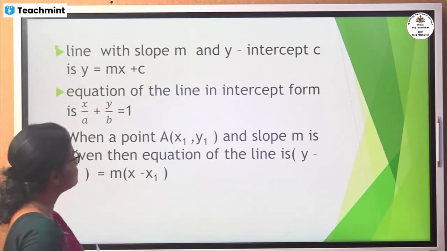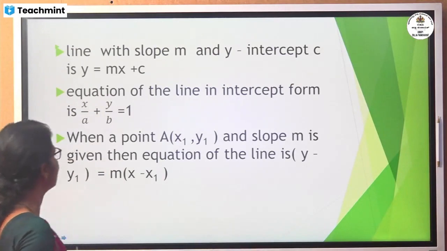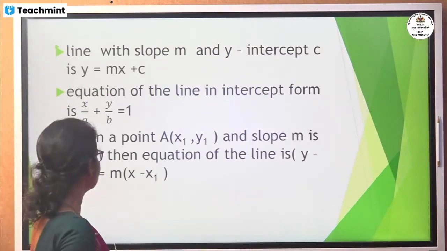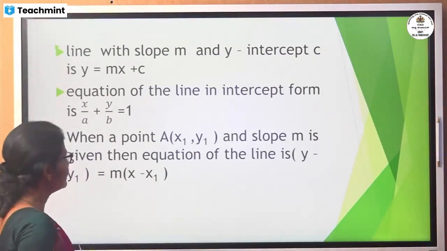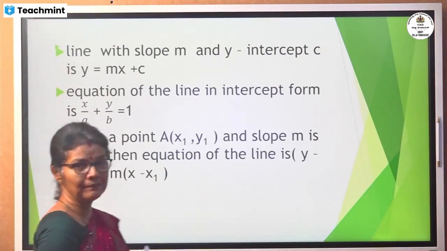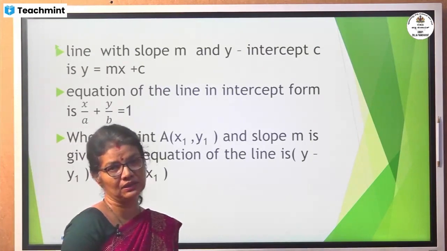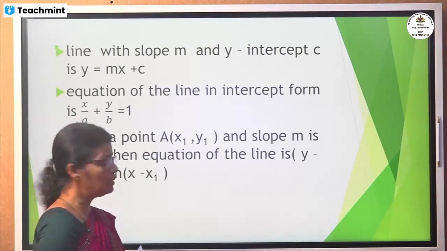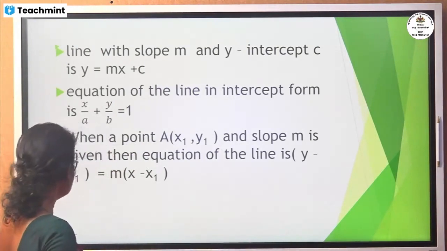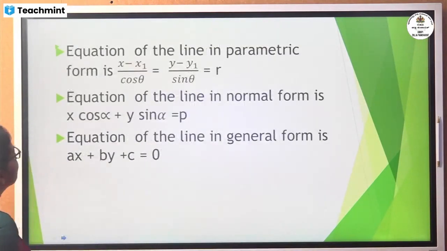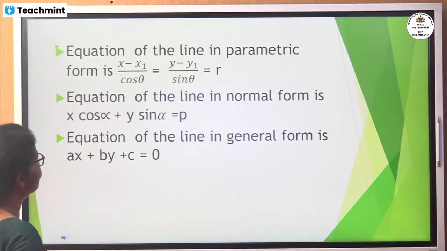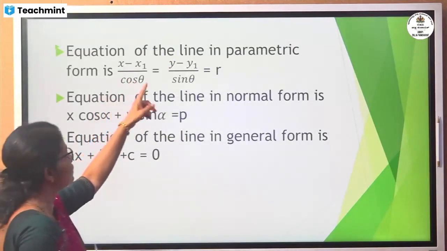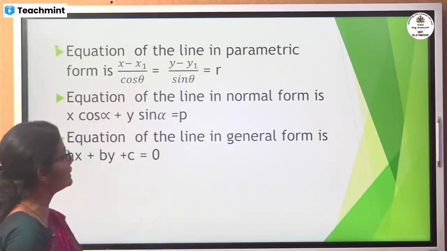Then the equation of the line in intercept form is x by a plus y by b equal to 1. Another one, slope point form. When slope m is known and point (x1, y1) is known, the equation is y minus y1 equals m into (x minus x1). The equation of the line in parametric form is (x minus x1) divided by cos theta equals (y minus y1) divided by sin theta equals r.